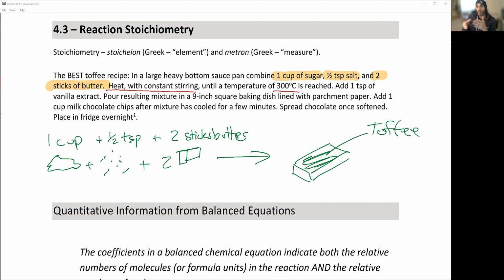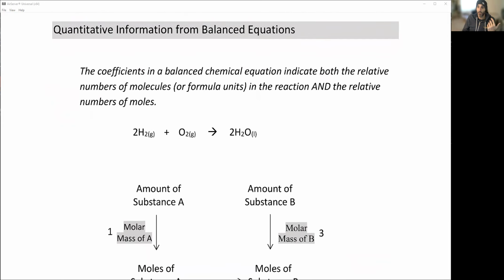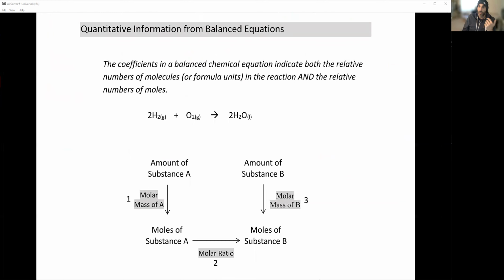Although these things weigh different amounts and we use different amounts of these things, ultimately there is a recipe: 1 cup sugar, half teaspoon of salt, 2 sticks of butter, and we adjust those ratios depending on how much product we want to get, how much toffee we want to get in this case. So we are using this quantitative information from the balanced chemical equation in order to get what we want. And that's exactly what we're going to be doing for our reactions.